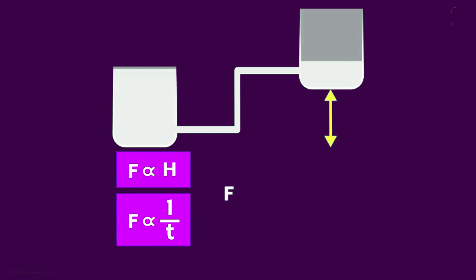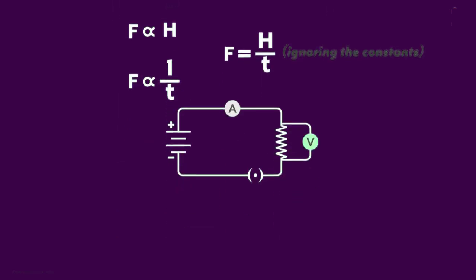Looking at these two relations, we can say that F is equal to H over T. The flow is directly proportional to the height difference and inversely proportional to the thinness. Why did I give you this example? Because it is analogous to Ohm's law.